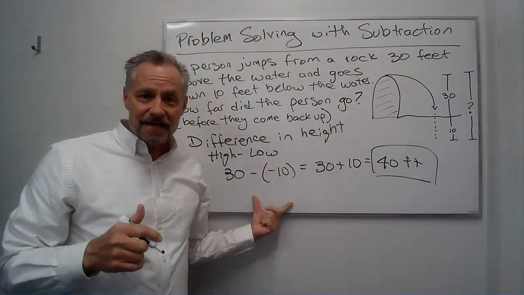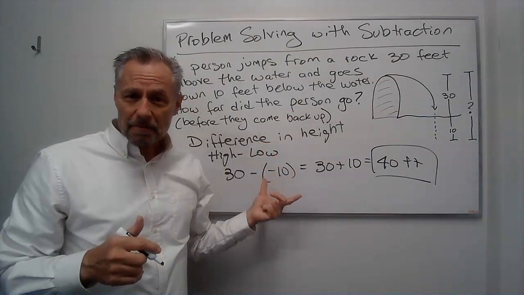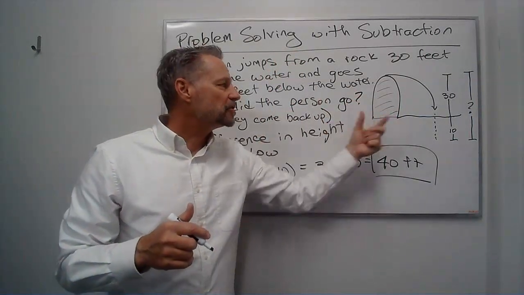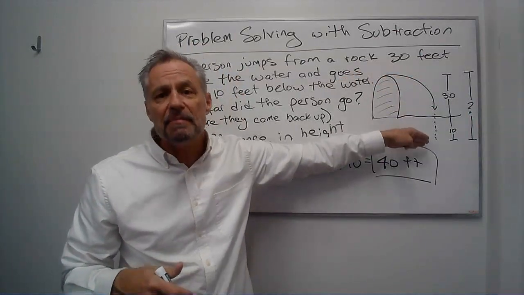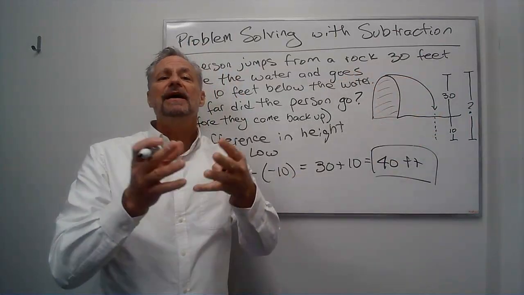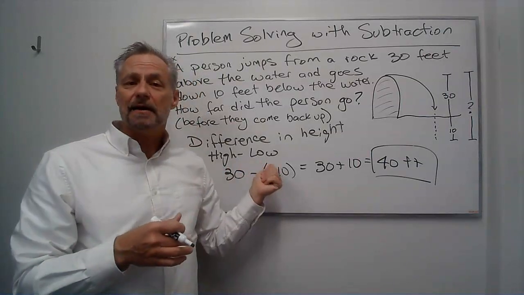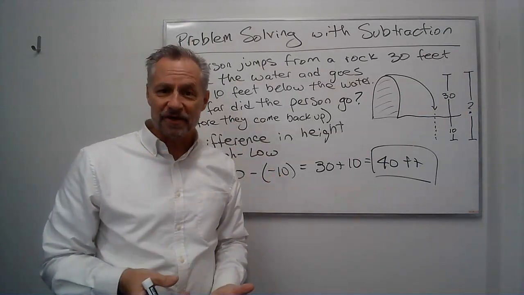But that's the idea. So a little application of it. A lot of different ways you can write this. We can talk about making money and losing money. One's positive, one's negative. Essentially, you always take the high minus the low to find the difference.